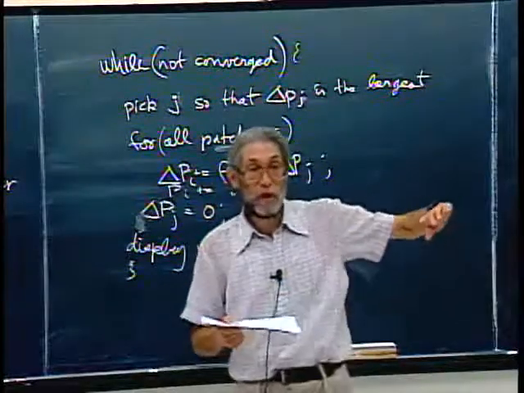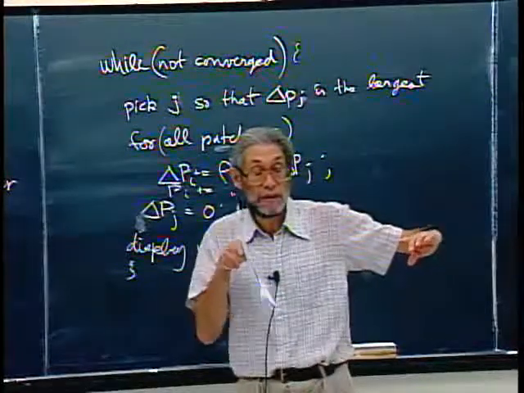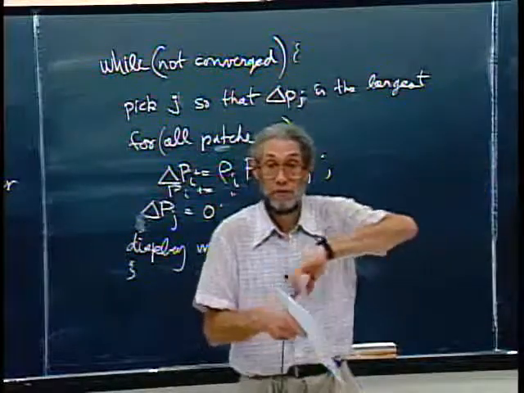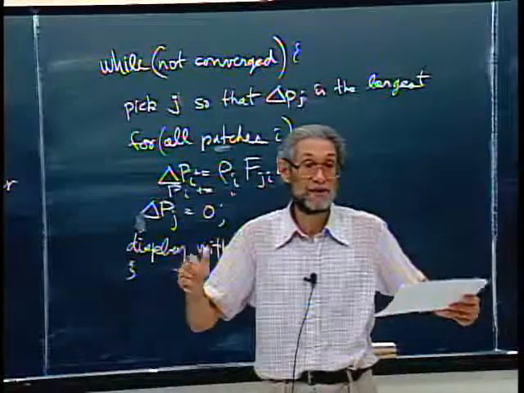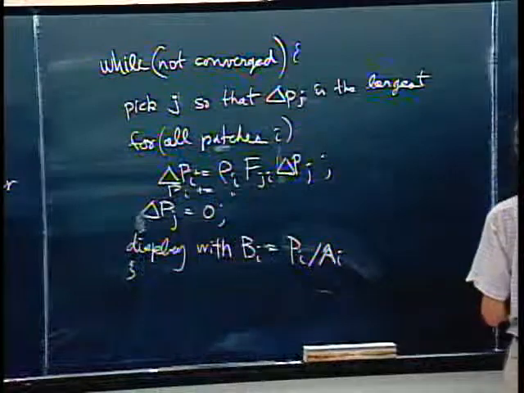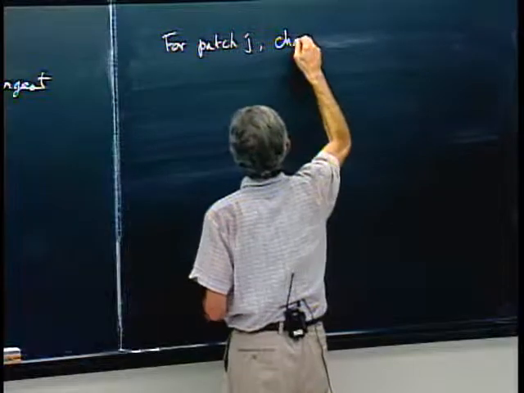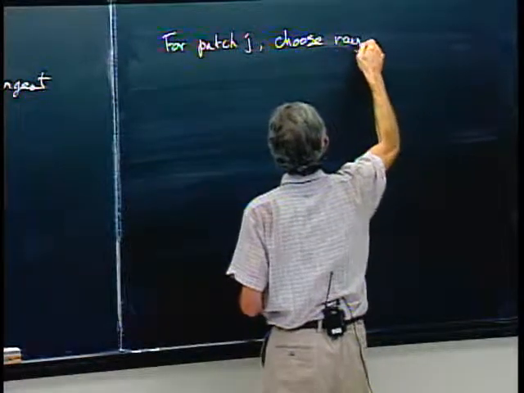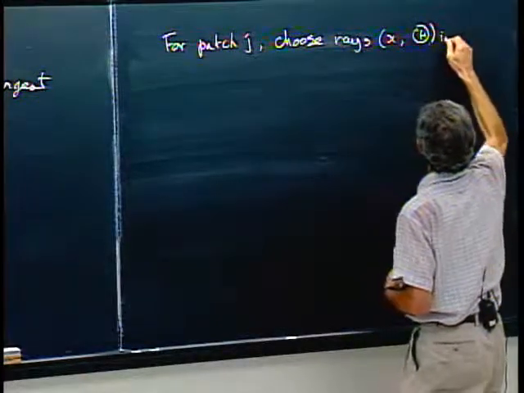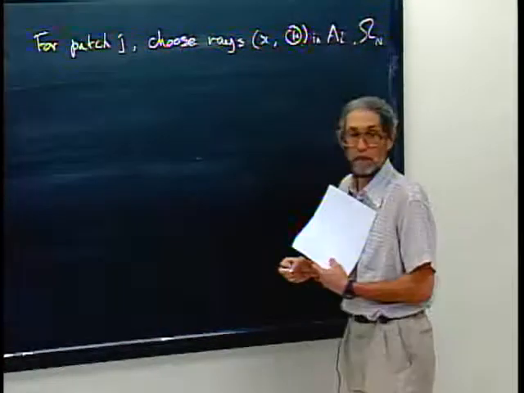The actual power is going off less by the computed surface area in order to make the power per projected source area constant, which is what a diffuse surface does when it radiates equal radiance in all directions. So that means we can, for patch J, choose rays, say x theta in AI times omega above the normal of the surface.